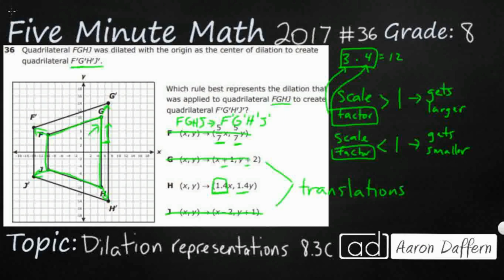This is the only possible option. Now, if we had two options in our answer selections that were greater than 1, then we'd actually have to plot some points and figure out which one it is. But that's the only one it could be because that is the only one that has a scale factor greater than 1, H.